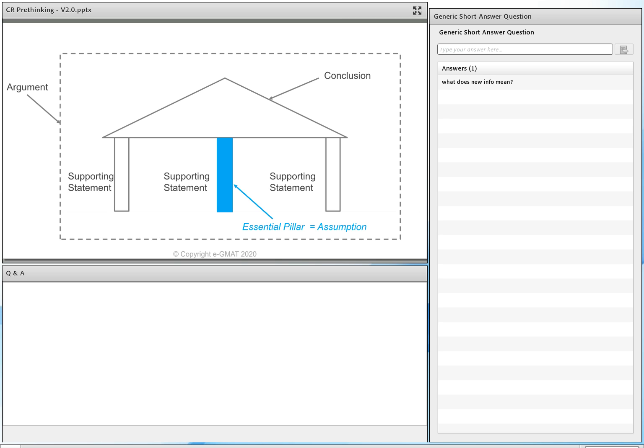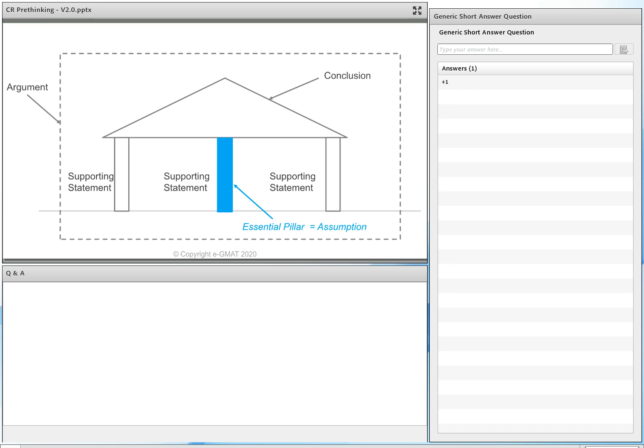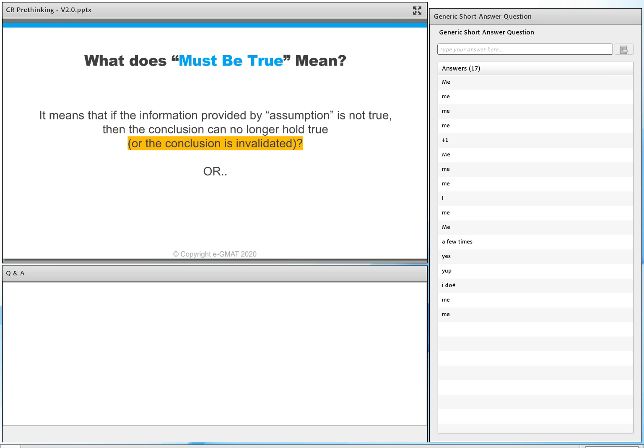Now, how many of you, while solving assumption questions, have felt that there are two or three answer choices, each one of them looking good enough to be an assumption? How many of you were confused and ended up choosing the wrong answer choice while solving assumption questions in the past? Okay, you have. Most of the time, the reason those answer choices confuse you is because they provide excellent supporting statements, which means they're excellent strengtheners, but they don't satisfy the must be true criteria, which is what we want to focus on to build our understanding of what constitutes must be true. So that's what an essential pillar is.